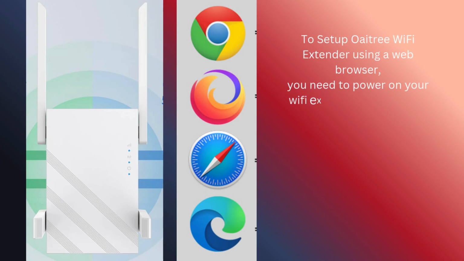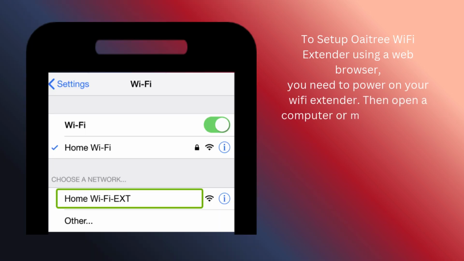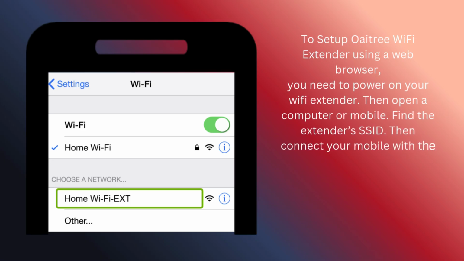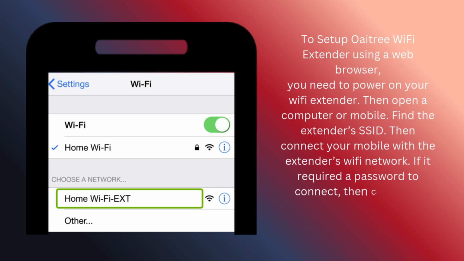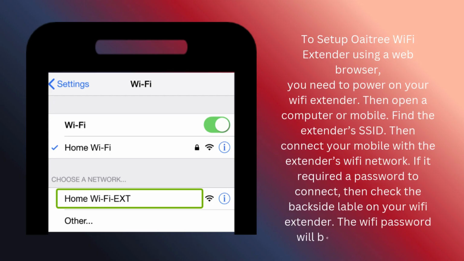To set up Oaitree Wi-Fi extender using a web browser, you need to power on your Wi-Fi extender. Then open a computer or mobile. Find the extender's SSID. Then connect your mobile with the extender's Wi-Fi network. If it required a password to connect, then check the backside label on your Wi-Fi extender. The Wi-Fi password will be available there.